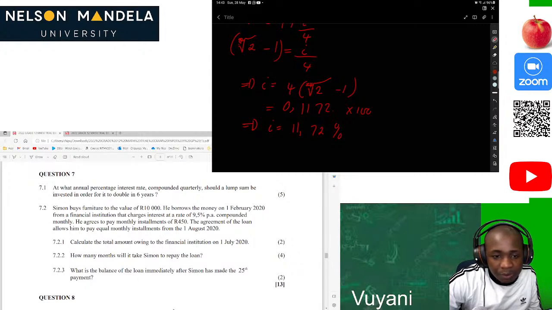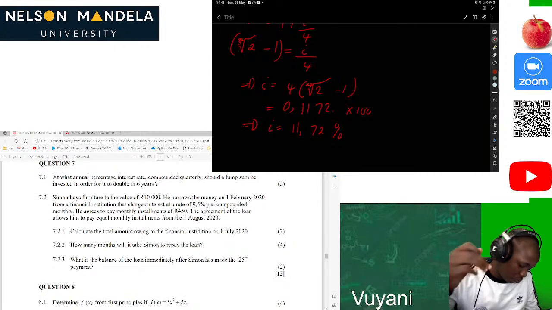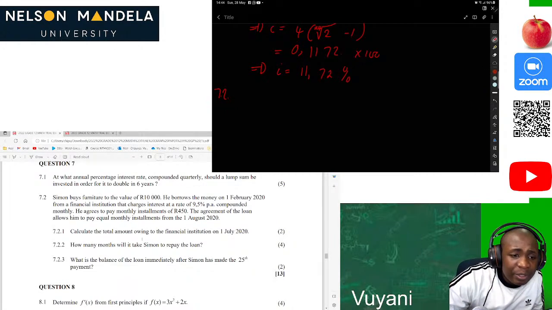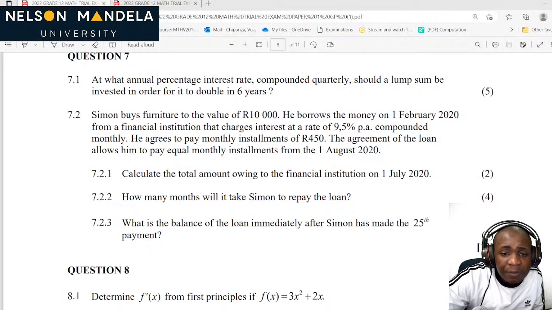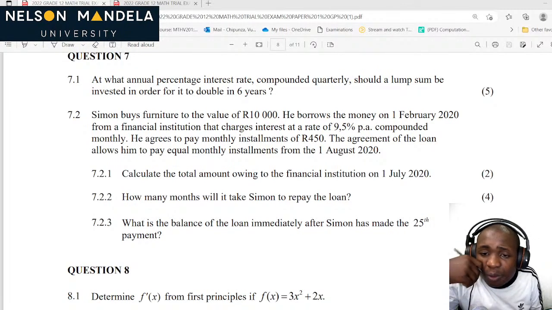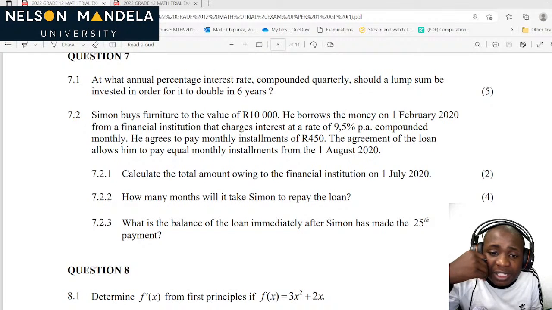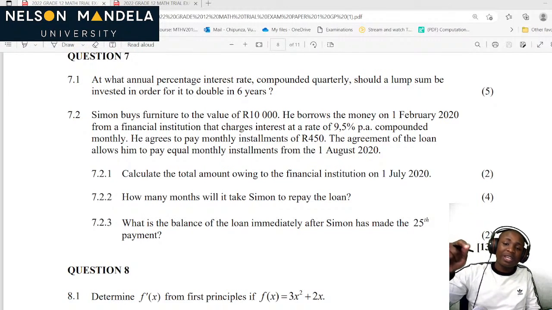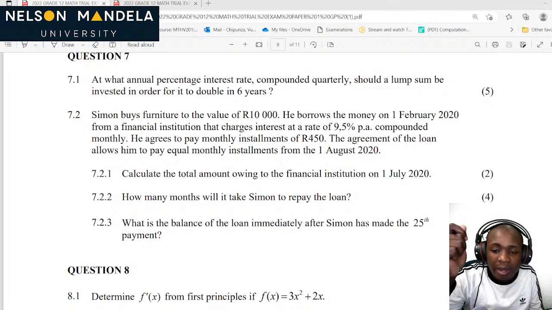Next question, which is question number 7.2. Now on 7.2, Simon buys furniture to the value of 10,000. That's a lot of money, Simon. He borrows the money on the 1st of February 2020 from a financial institution that charges interest at a rate of 9.5% compounded monthly.